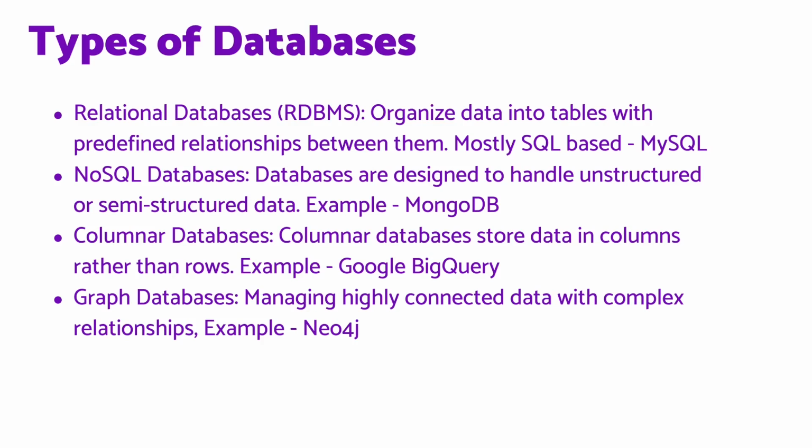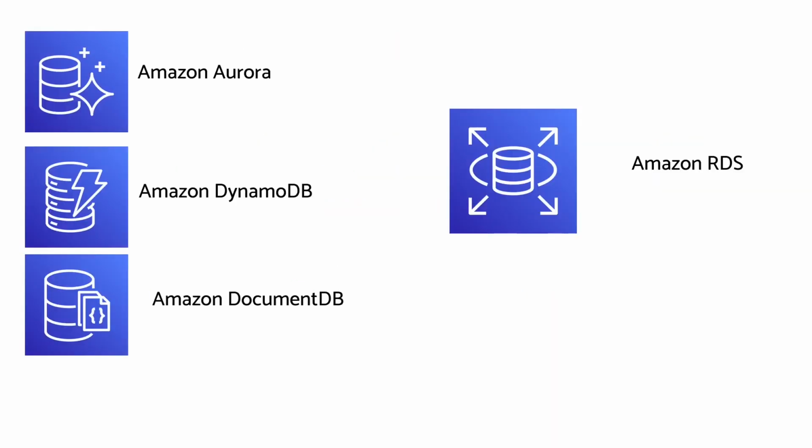Then you have NoSQL based databases, which are designed to handle unstructured or semi-structured data. One of the popular examples is MongoDB. Then you have columnar databases, which are effective for big data, where you store the data in columns rather than rows. An example is Google BigQuery. And then you have graph databases, which are used to connect data with complex relationships. An example is Neo4j.